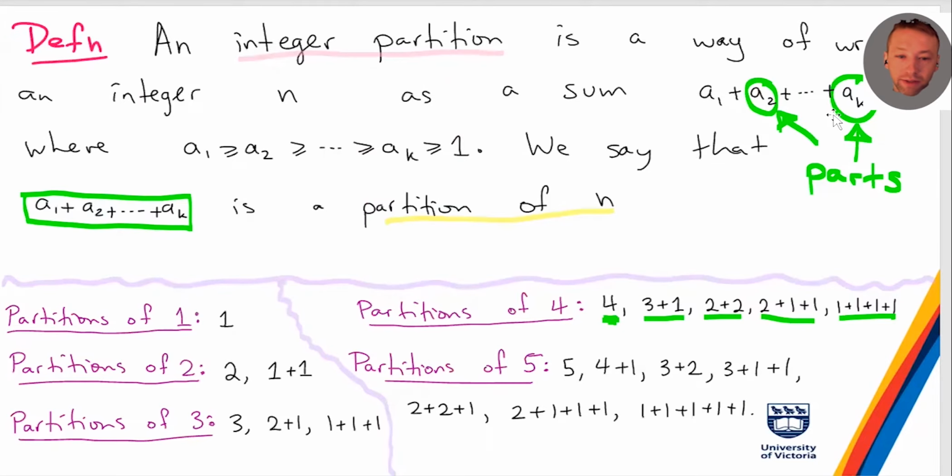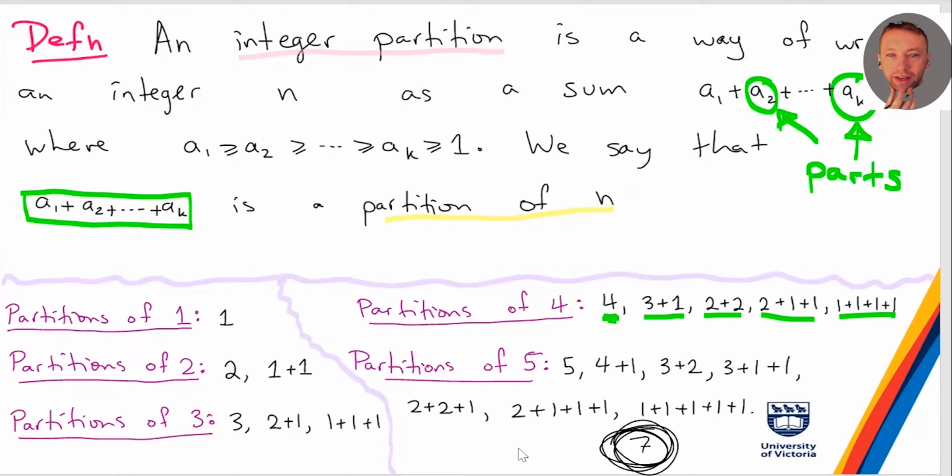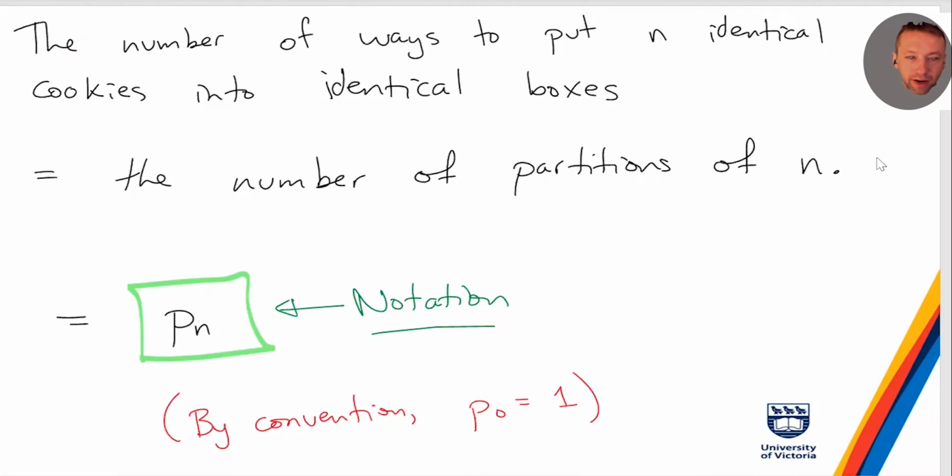Okay, so partitions of 5. I could do 5, or 4 plus 1, or 3 plus 2, or 3 plus 1 plus 1, 2 plus 2 plus 1, 2 plus 1 plus 1 plus 1, or 5 ones. So there's 1, 2, 3, 4, 5, 6, 7 of them. So is it clear what an integer partition is? Any questions about that?